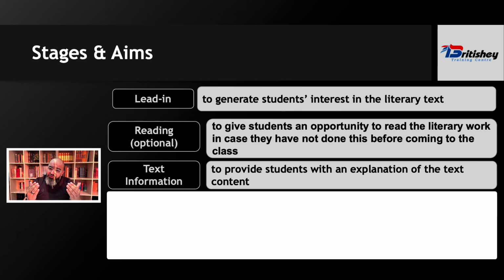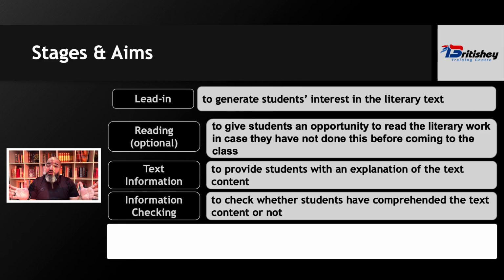Now, after this stage, we have the information checking stage. And in this stage, we need to check our students' comprehension of the literary work, our students' understanding of the literary text. And the final stage is background information. And in this stage, we're going to provide our students with background information that is related to the literary text. And we're going to explain whatever background information is needed for understanding the text fully.